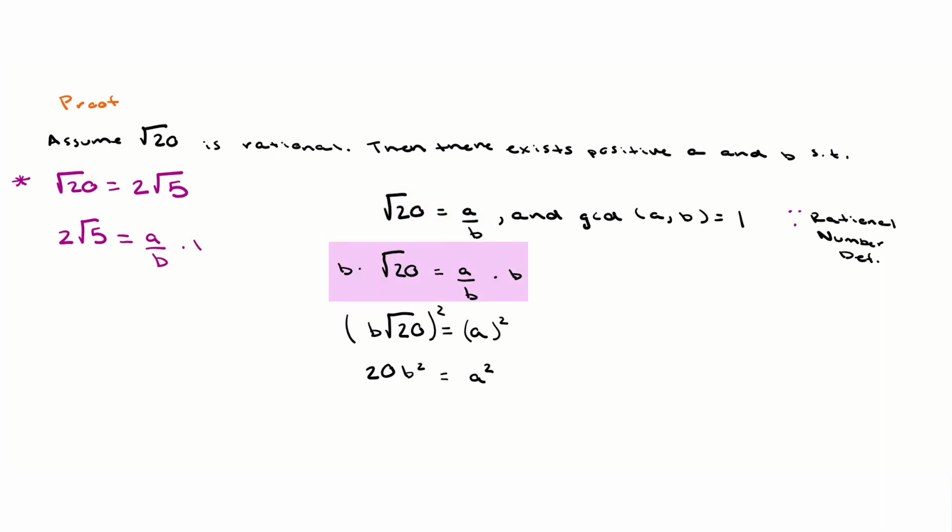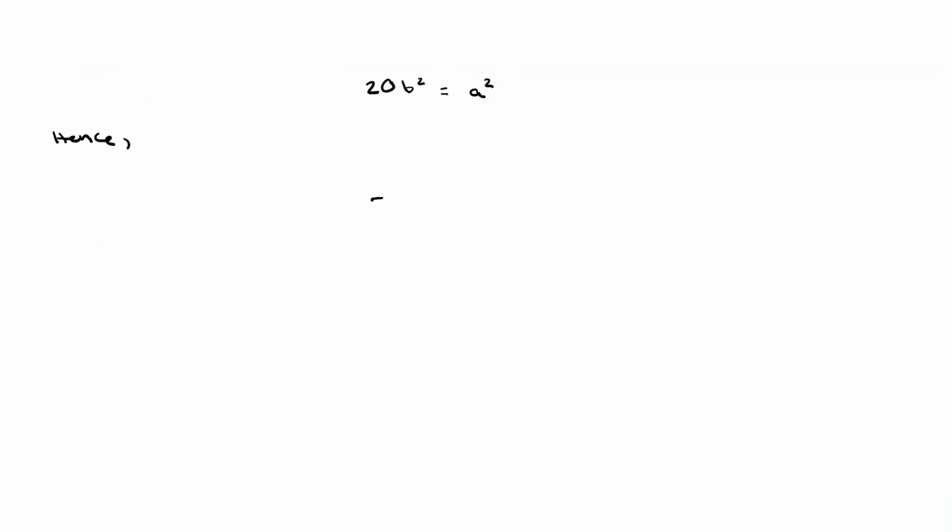We'll follow the same process by multiplying both sides times b and then squaring both sides, which gives us b squared times 2 squared times 5 equals a squared. Hence, we now can clearly see that 5 divides a squared. By Euclid's lemma, because 5 is a prime number, we know that 5 divides a.